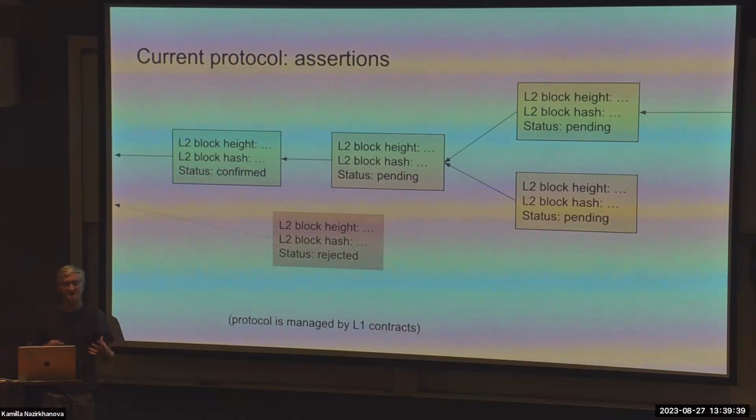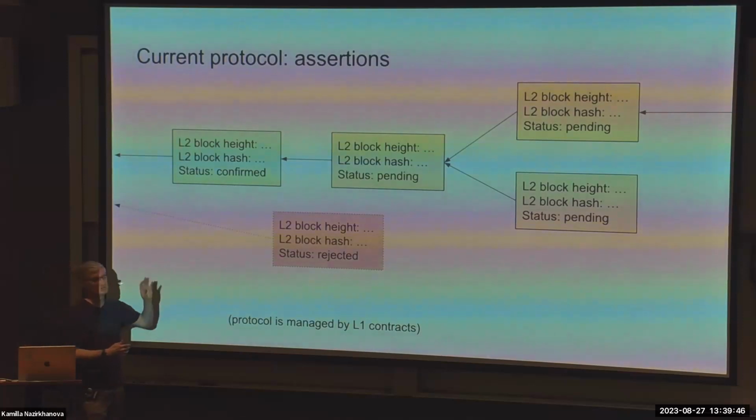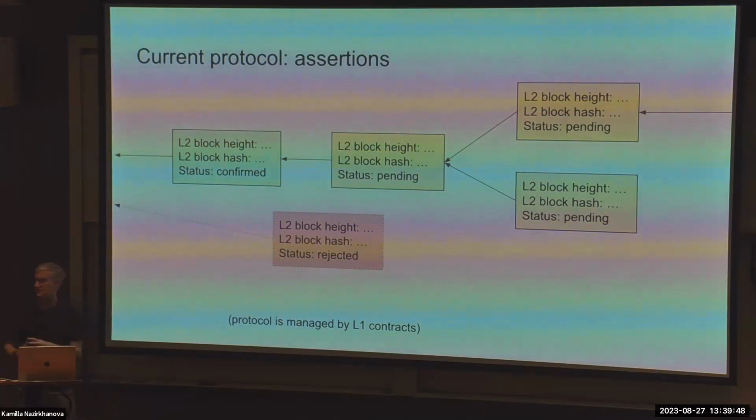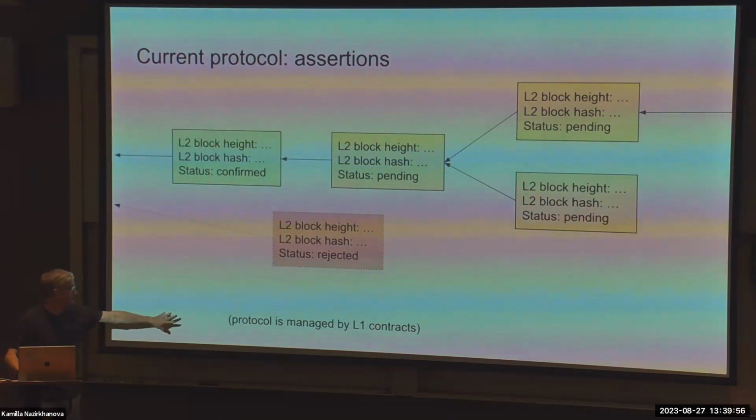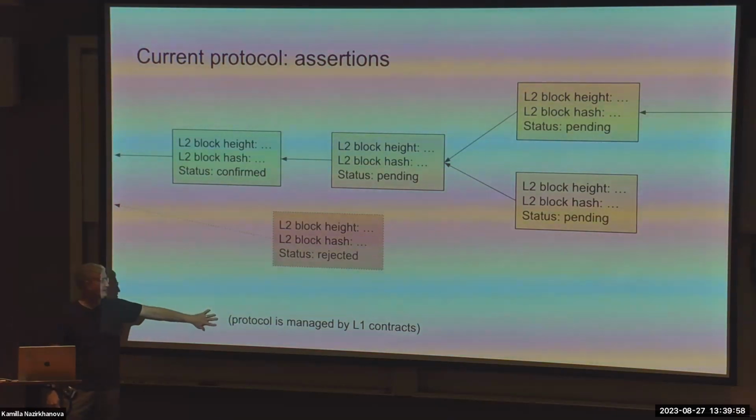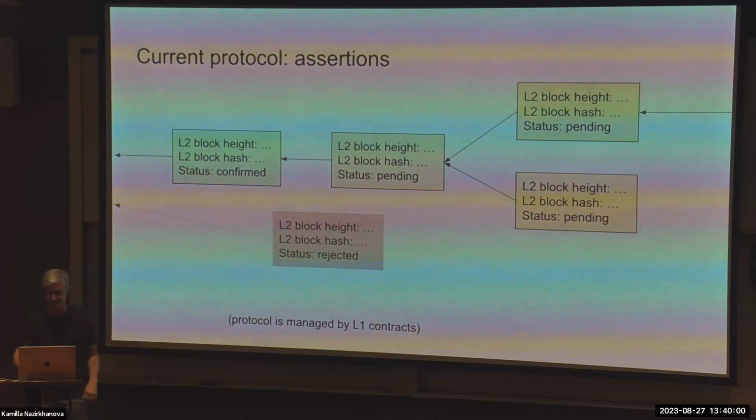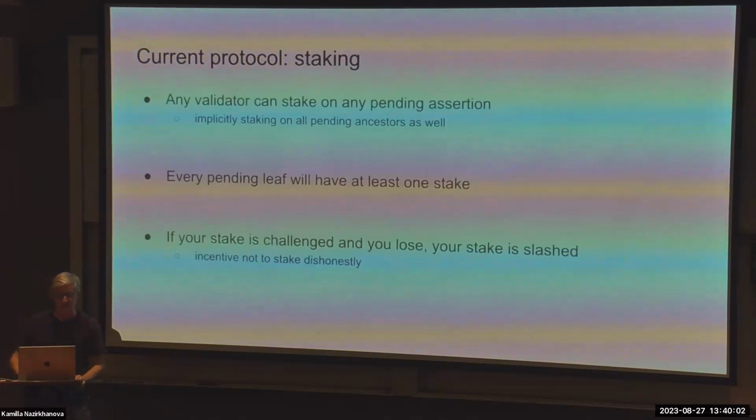So you might ask, why do we have assertions rather than just asserting blocks? And the answer is there might be 10,000 blocks of height difference between one assertion and its predecessor. And so there's a huge efficiency benefit from asserting, say, once every 10,000 blocks every hour or so. This whole protocol is managed and refereed by L1 contracts running on Ethereum. This is the basic picture.